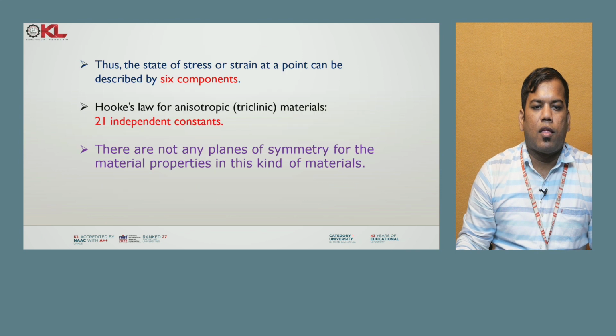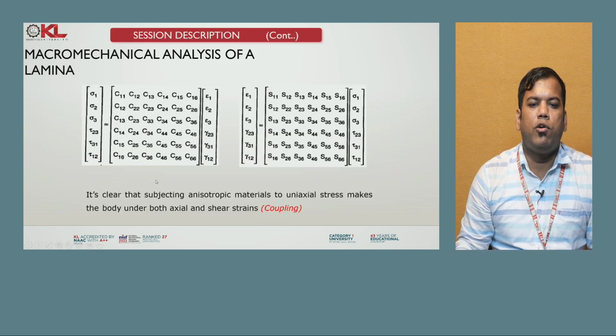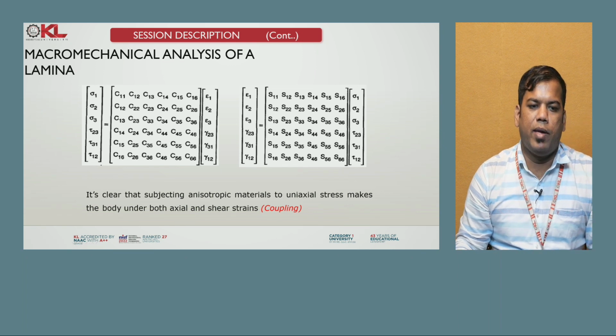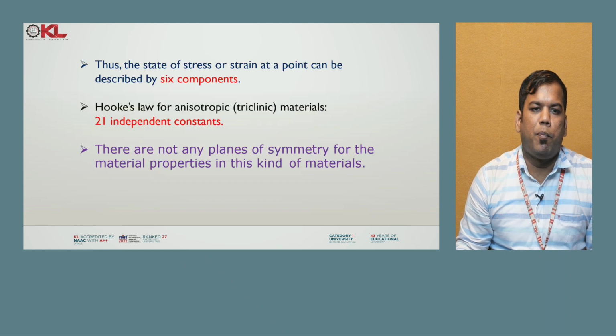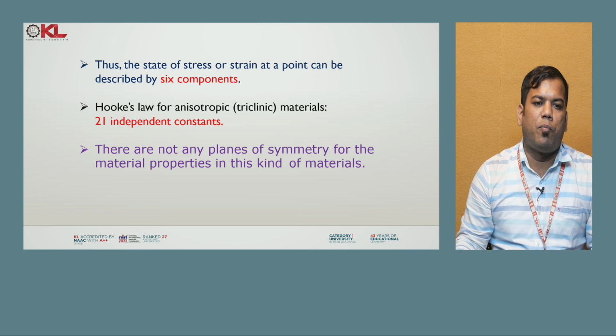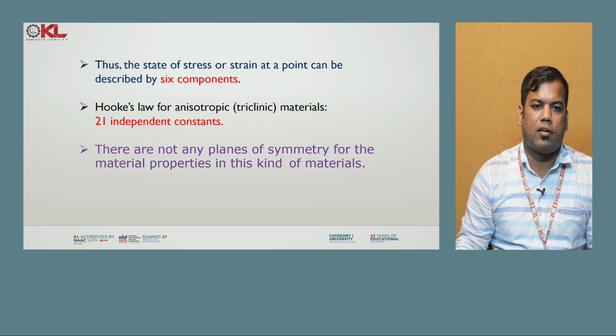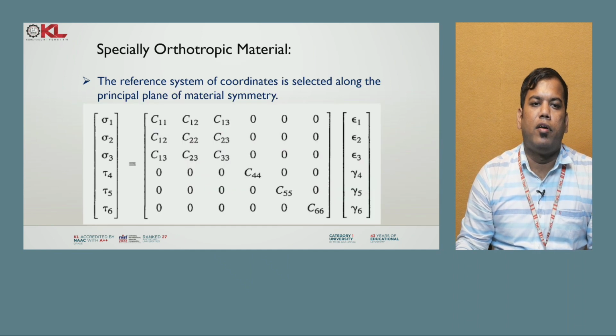Now it is clear that subjecting an anisotropic material to uniaxial stress makes the body undergo both axial and shear strain. These are coupled. Thus the stress and strain at a point can be described by 6 components. However, in Hooke's law for an anisotropic material, there are 21 independent constants. So there are no planes of symmetry for the material properties in this kind of material.